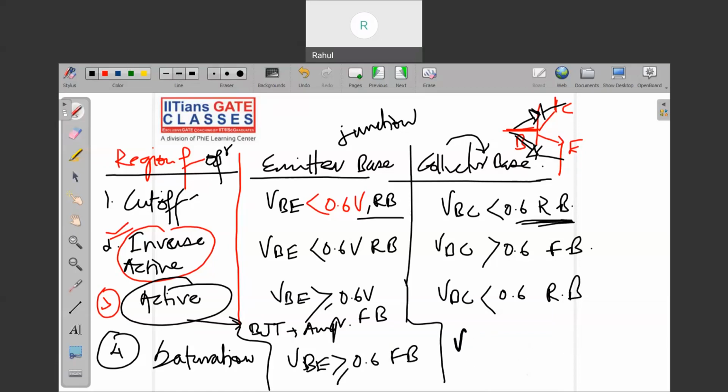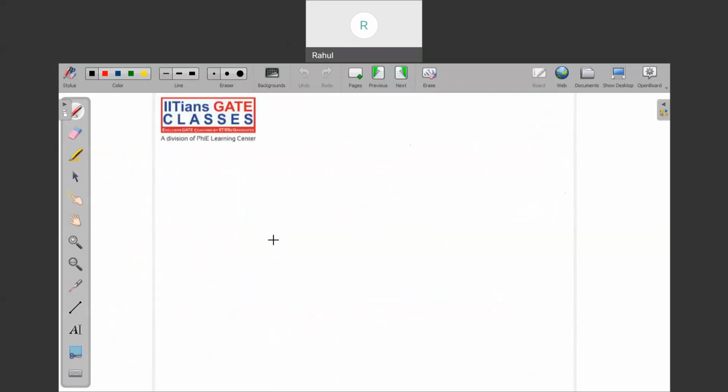So VBC is greater than 0.6, right? So it is in FD, right? So these are the operations, very important. In case of cutoff, the collector current will be 0, okay? Remember these things. Let me discuss one by one, okay?